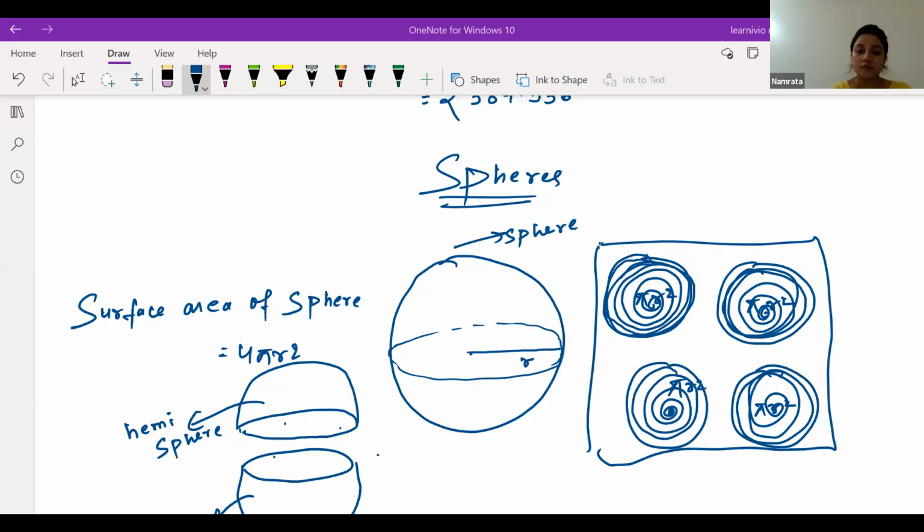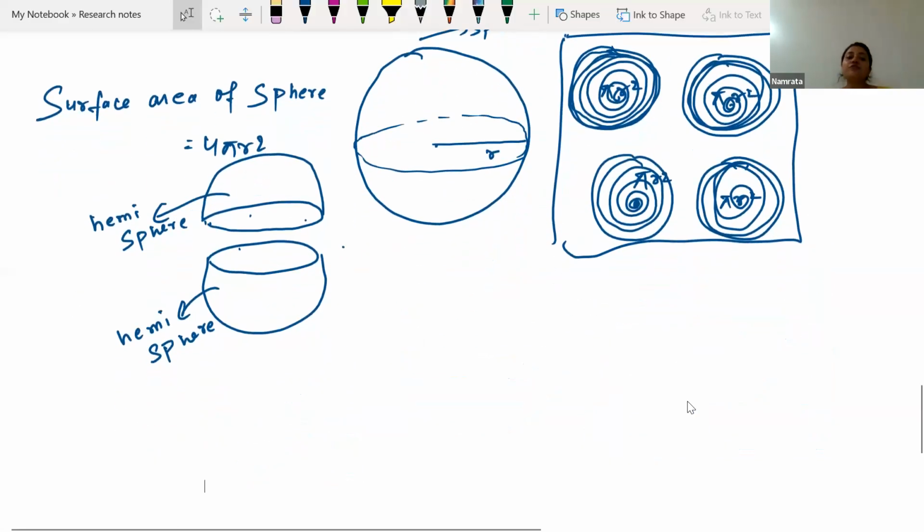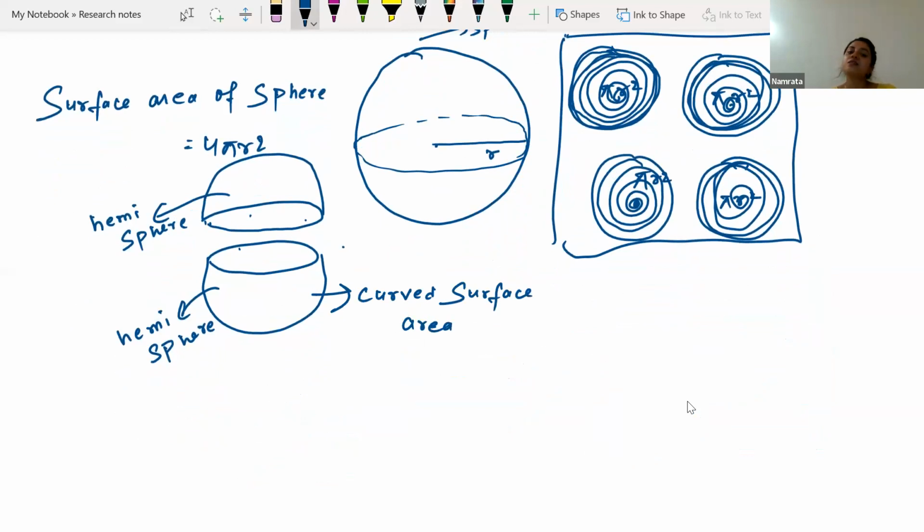When we are going to find the surface area of the hemisphere, let me show you what exactly we will get. When we find the curved surface area of this hemisphere, it will be half of the curved surface area of the sphere. That means 2 pi r square. But here only the curved surface is not there. You can see the circular part on the top, that is also there. That's why here we have a total surface area also for the hemisphere.